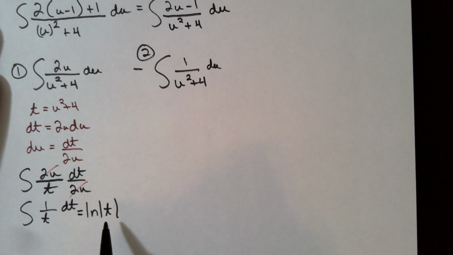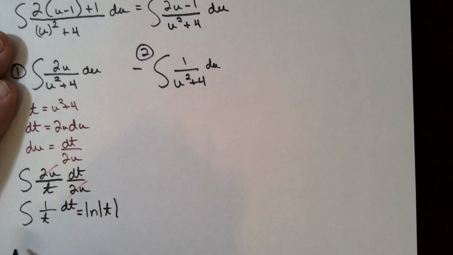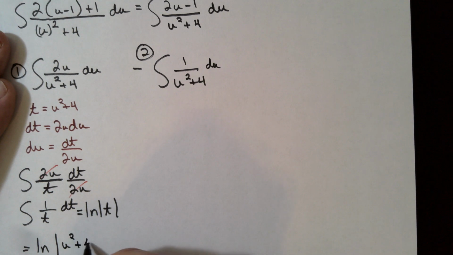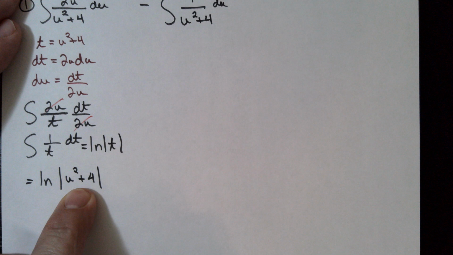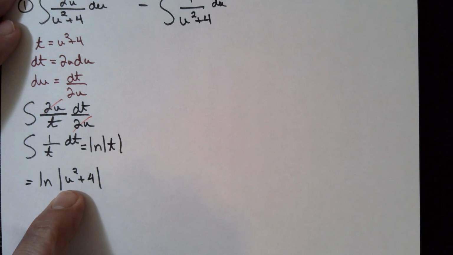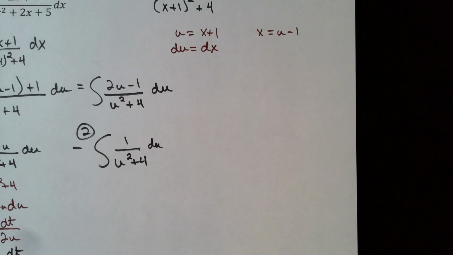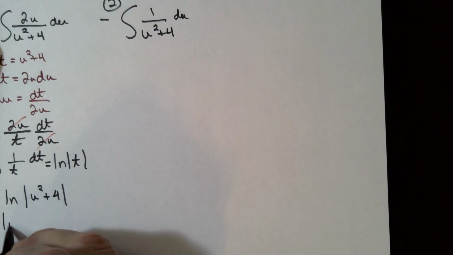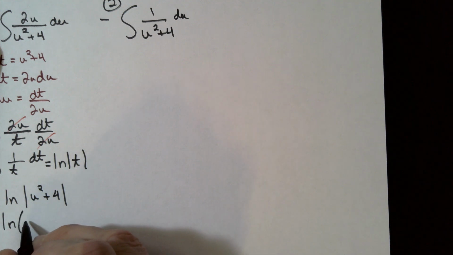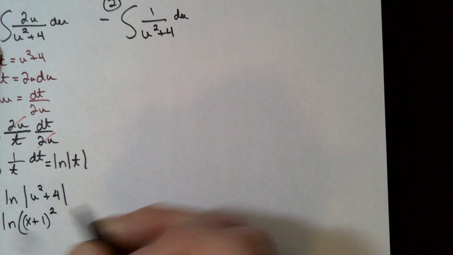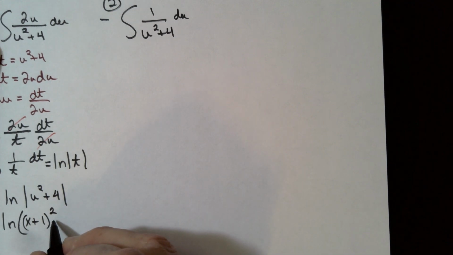Okay, so if you backtrack and resubstitute, t is equal to u squared plus 4, so this is equal to ln of (u squared plus 4). And at that point, you can drop the absolute value because this is always going to be positive. And if we go back one more time and figure out what u is at the very beginning of the problem, u is equal to x plus 1. So this is equal to ln of ((x plus 1) squared plus 4).